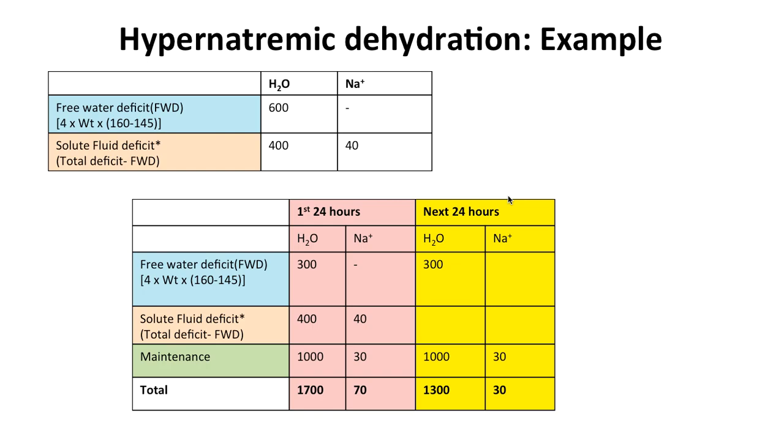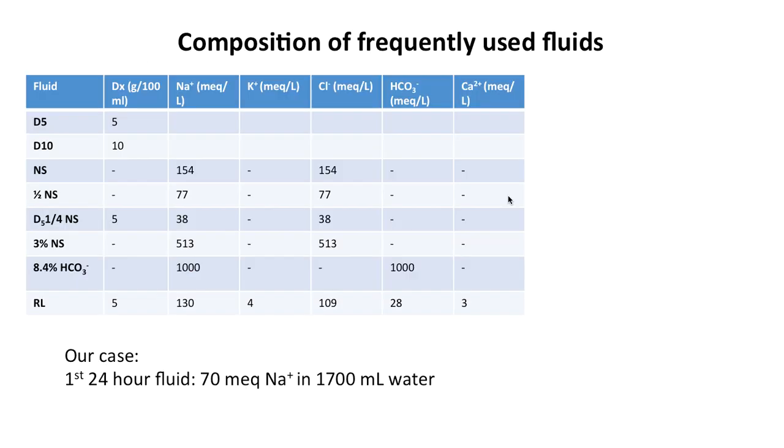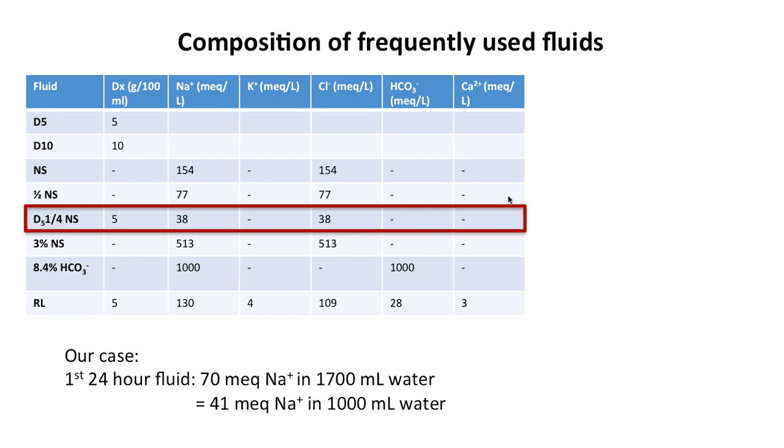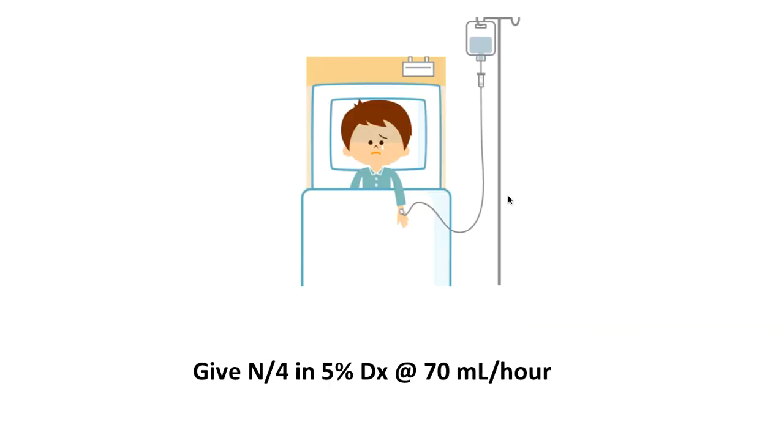So if you calculate all these things, sodium in the maintenance fluid is 3 milliequivalent per kg. So for a 10 kg child, it will come out to be 30 milliequivalent. So you will get 70 milliequivalents of sodium and 1700 ml of fluid to be given in the first 24 hours. So what do we mean by 70 milliequivalent in 1700 ml? It means roughly 40 milliequivalents in 1000 ml. So the nearest fluid which gives almost similar composition is N by 4 in 5% dextrose. So that's it. This is how you have to write your order for this patient, that N by 4 in 5% dextrose needs to be given at 70 ml per hour so as to make the right composition of this fluid.